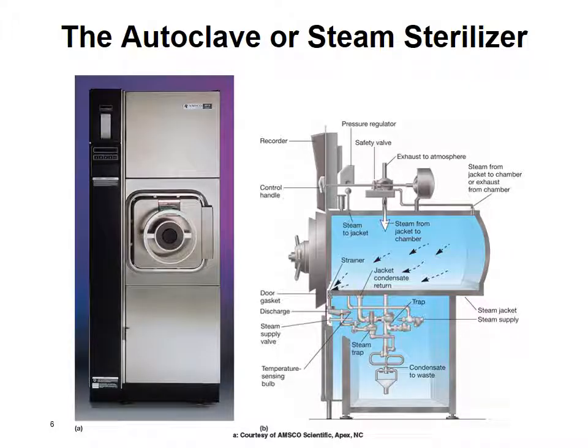Here we have an example of a modern automatically controlled autoclave or steam steriliser. To the right you can see a cross-section of a typical autoclave showing some of its working parts and also the pathway of steam.